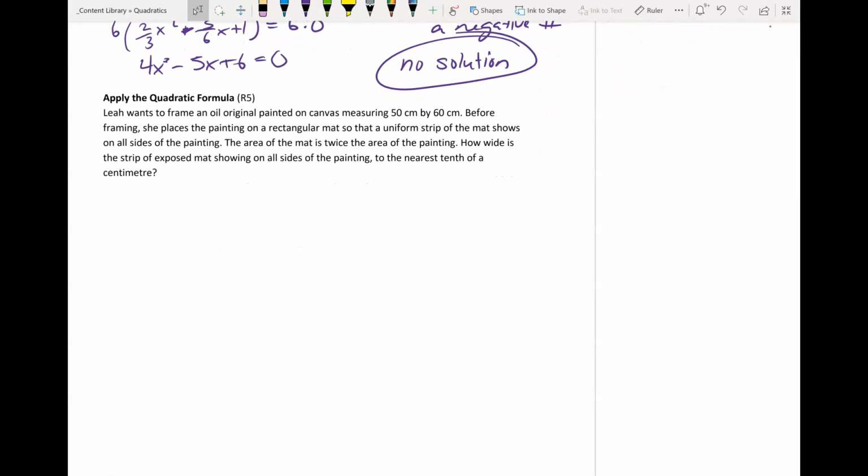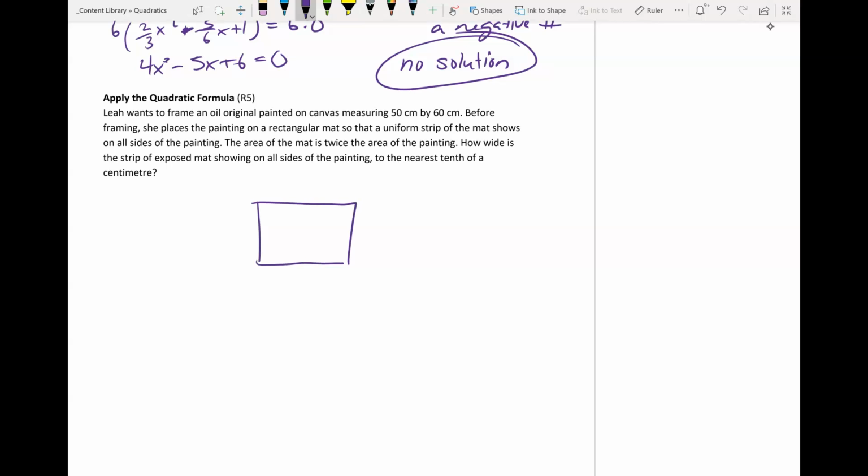Now we're going to apply the quadratic formula to another word problem. So Leah wants to frame an oil or original painted on canvas measuring 50 by 60 centimeters. Before framing, she places the painting on a rectangular mat, so the uniform strip of the mat shows on all sides of the painting.